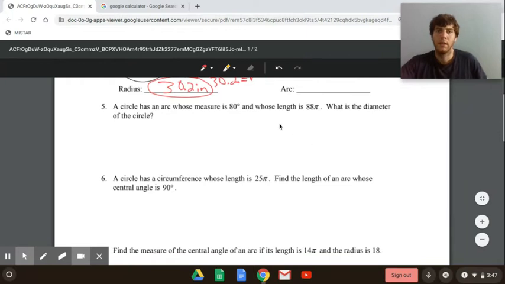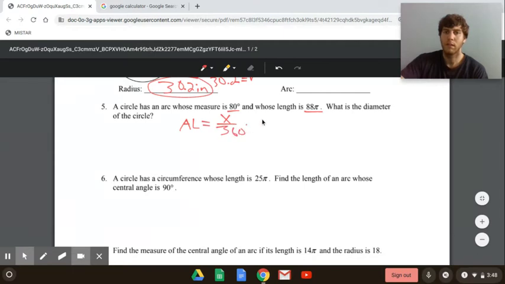Okay. Here they give us the length of the arc and the arc measure. So we have the length of the arc and the arc measure. So again, we can work backwards to find this one. Right, so arc length is x over 360, right, times the circumference, 2 pi r.